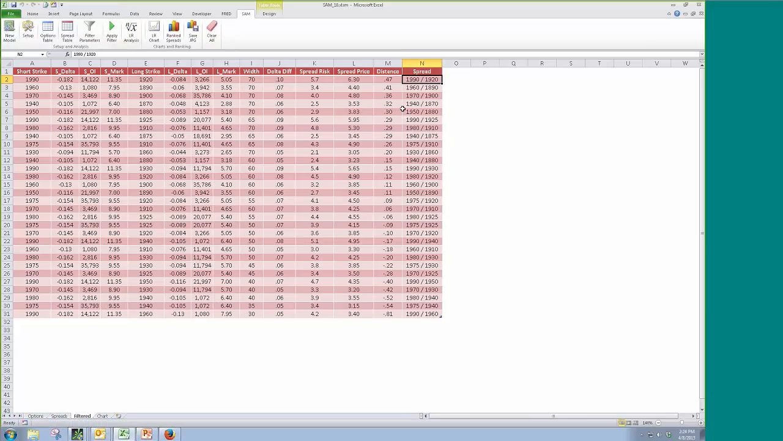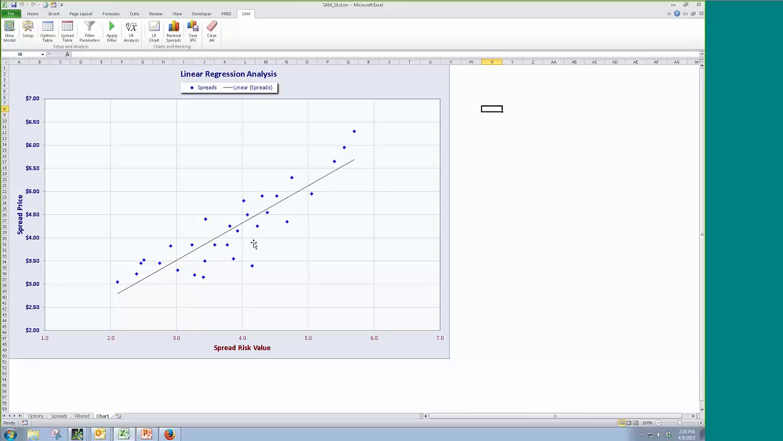And so now I've applied the linear regression analysis to this set of spreads. And once I've been able to do that, then I can also look at the chart. So here's the chart. Now when we look at the chart, we can clearly see that there's some spreads that are a little better than others. So the way I rank them is actually the distance from the linear regression line.